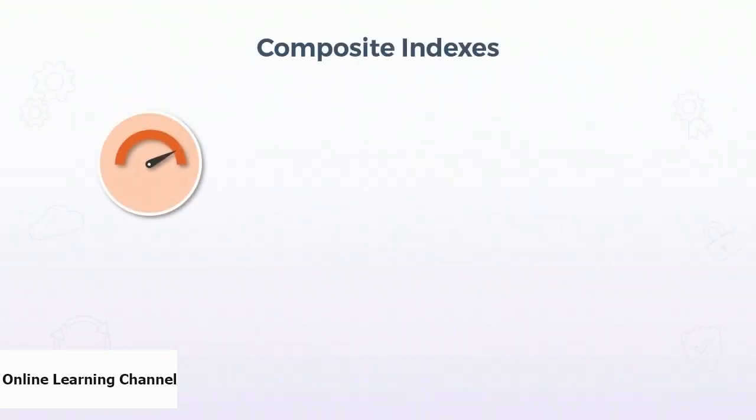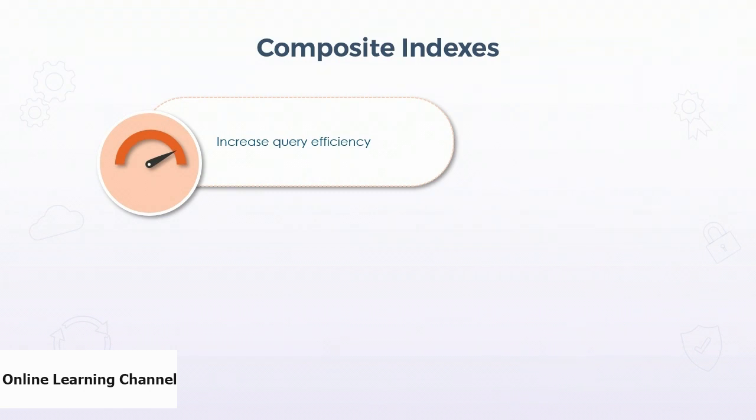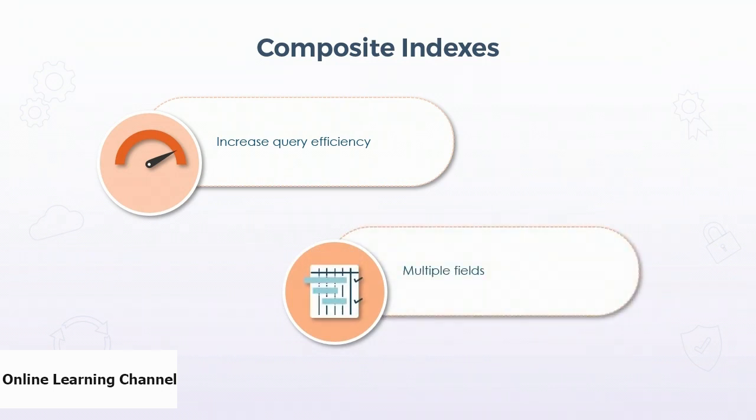And composite indexes. Composite indexes are used when we really need to increase query efficiency and we have operations that are performing a little slower than we'd like, and they're probably really important operations. This is where we need to use composite indexes. Composite indexes increase the efficiency of queries that perform operations on multiple fields. So if you have a slow or high request unit query, you want to use a composite index to optimize it.